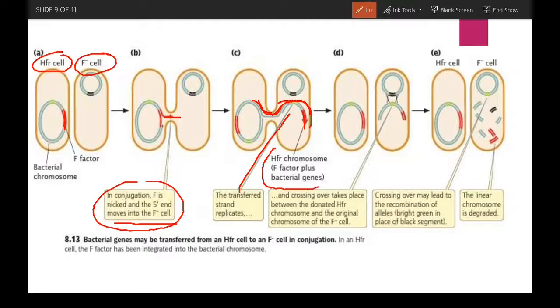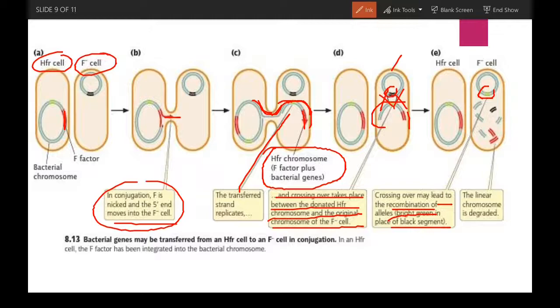So here we can see the Hfr chromosome, F factor plus bacterial genes, have been transferred, and now crossing over takes place between the donated Hfr chromosome and the original chromosome of the F minus cell. Here is the bacterial chromosome, this is the F factor, and now crossing over between here and here takes place between the F minus bacterial chromosome and the newly acquired DNA. After crossing over, recombination of alleles may occur, with a green allele in place of the black segment. So here it had a black segment, and now it has the green allele after recombination, and the linear chromosome is degraded. Thus this F minus cell is here and recombination has occurred.